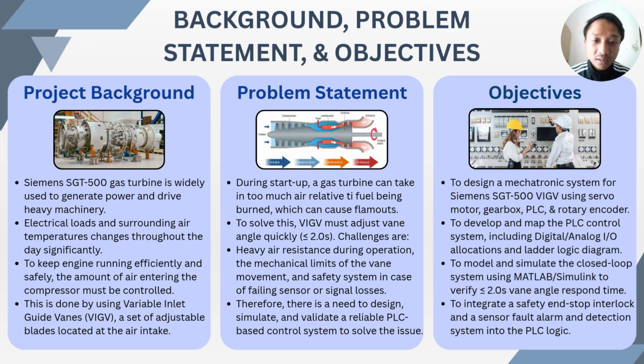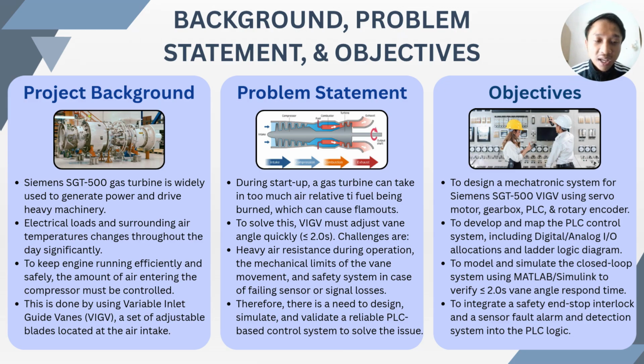at the air intake. So the problem statement for this project is during startup or when power demand drops, a gas turbine can take in too much air relative to the fuel being burned. This can cause flameouts, wasted fuel, or dynamic compressor surge, which risk damaging the internal engine components. So to solve this, the VIGV mechanism must adjust the vane angle accurately and quickly, which is under 2 seconds, whenever power demands change.